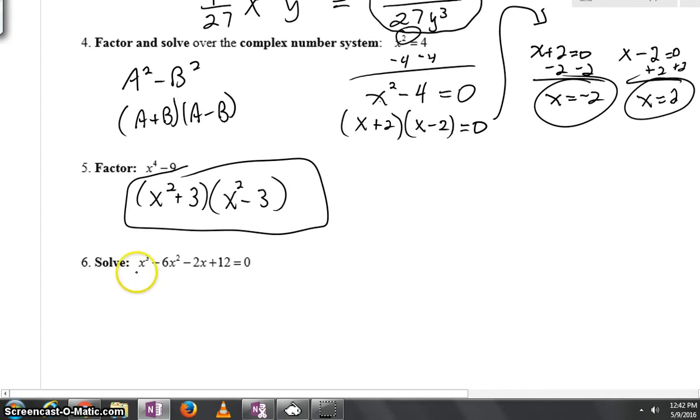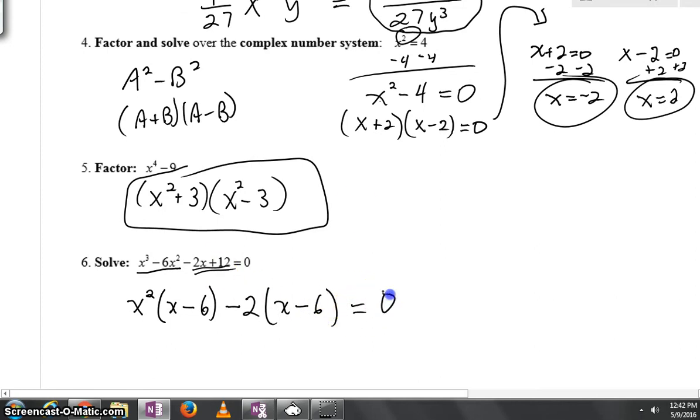For number 6, we'll factor by grouping. Look at your first two terms. What could you pull out? Well, x squared. And what's going to be left? An x. And then a minus 6. I'm taking away 2 x's from both. The negative 2x plus 12. Factor out a negative 2. If your leading term is negative, you're going to have to factor that out. And I'm dividing both of these by negative 2. You'll have x. And then 12 divided by negative 2 is actually negative 6.